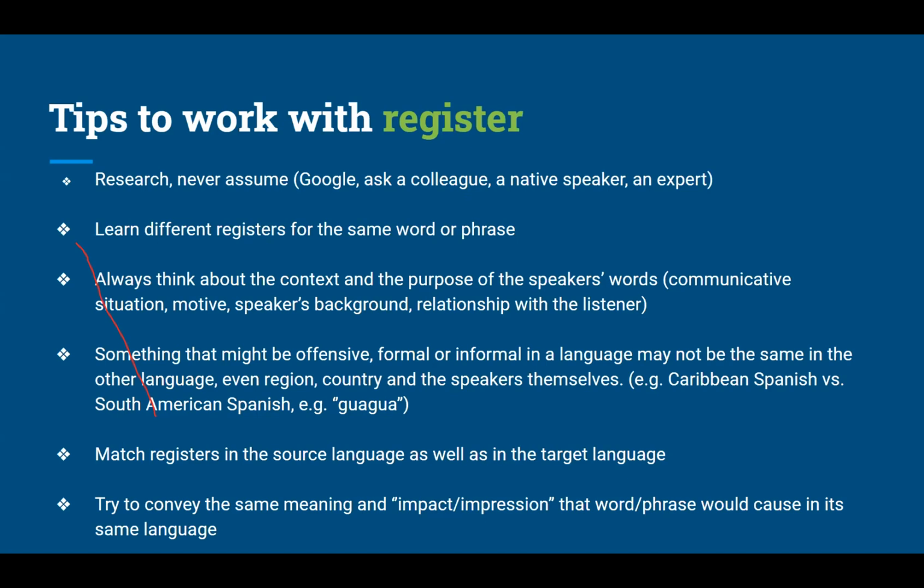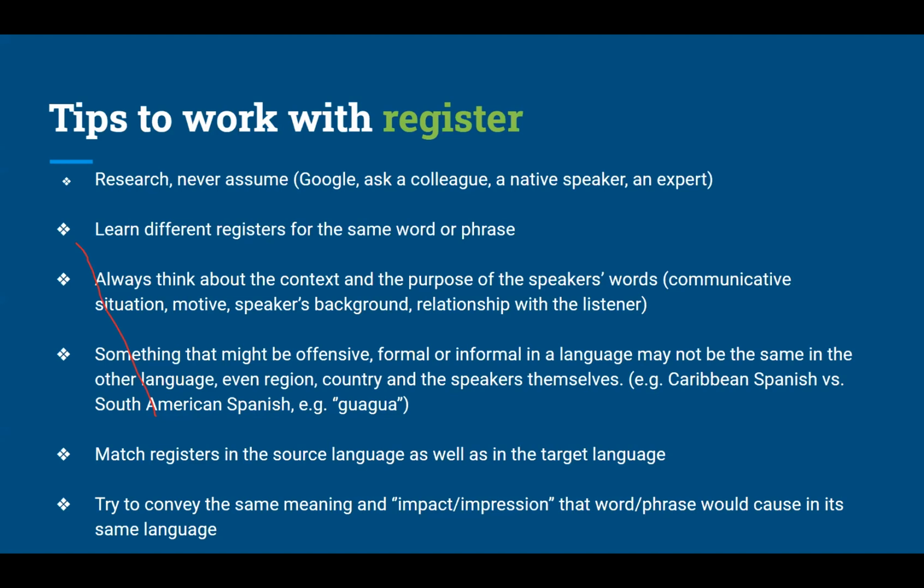So yeah, ask Google, a colleague, a native speaker, an expert, anyone. But if you're dealing with a tricky word, especially one that is very idiomatic, always try to get its meaning in context. Learn different registers for the same word or phrase, so you are prepared in case somebody tells you something very informal or an idiom or anything.